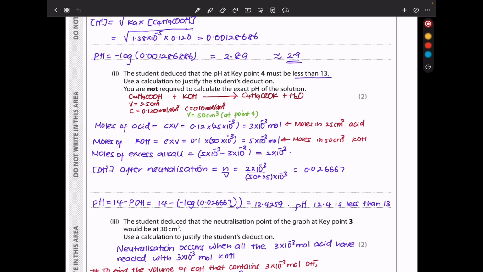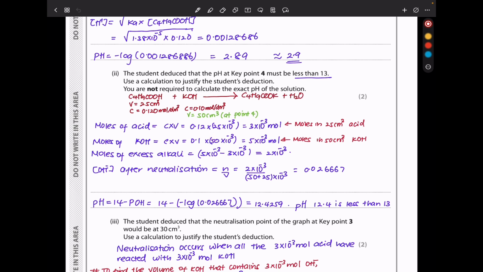So I began by calculating the initial moles or total moles of each that are added to the solution. So the moles of the acid will be the concentration times the volume in decimeters cubed. So I got 3 times 10 power negative 3 mole. These moles are in the 25 centimeters cubed of the acid that were placed there initially. The next are the moles in the 50 centimeters cubed of the potassium hydroxide that must have been added, which is the concentration given here times the volume in decimeters cubed, and I got those moles.